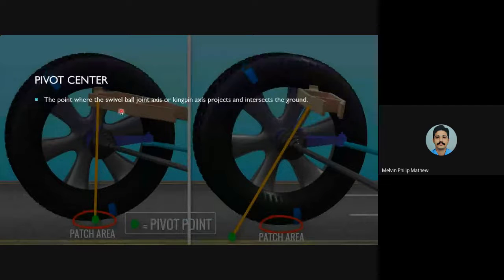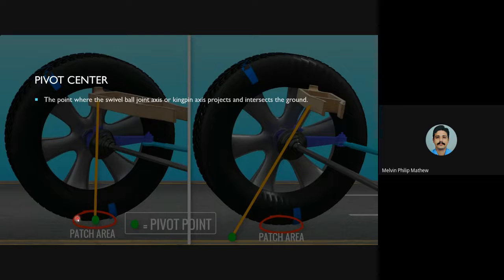So the point where the ball joint or the kingpin axis projects and intersects the ground is what is known as pivot center. So it has to be projected and then intersect the ground. I can see two figures here. In the first figure, you can see this is a kingpin and this is also a kingpin. From this kingpin, if we draw an axis, the axis goes and intersects the ground. It is intersecting here, and this point is known as pivot point. So it will be underneath the tire.